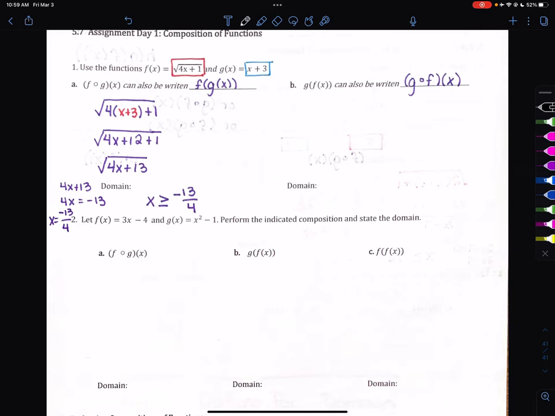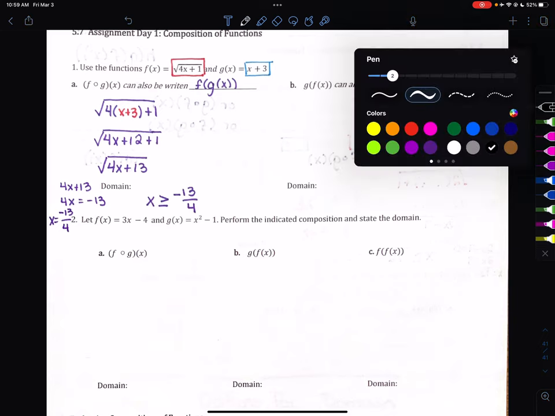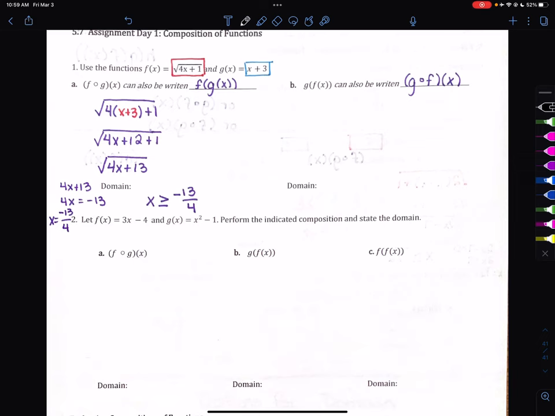All right, so for 1B, I'm just going to go ahead and write down the answer, and let's see how you did first off. And then our domain on this one should be x is greater than or equal to -1/4. Okay. All right, so how did we get that then?